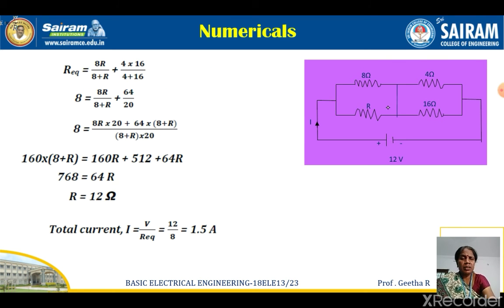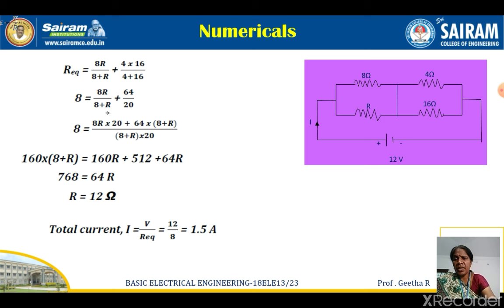Now calculate the equivalent resistance of the circuit. 8 ohms is connected in parallel with R. Similarly, 4 ohms is connected in parallel with the 16 ohm. So 8 into R divided by 8 plus R is one parallel combination, which is connected in series with another parallel combination, that is 4 and 16. So 4 into 16 divided by 4 plus 16 you will get. When that is simplified, you can find the value of R.